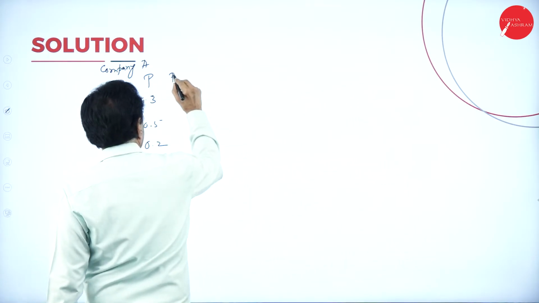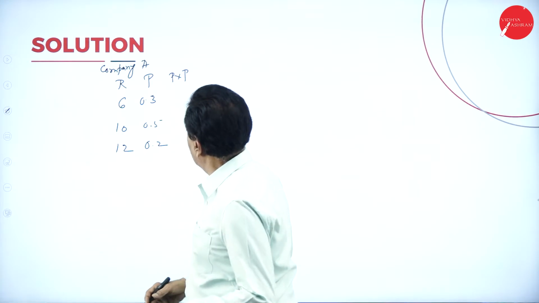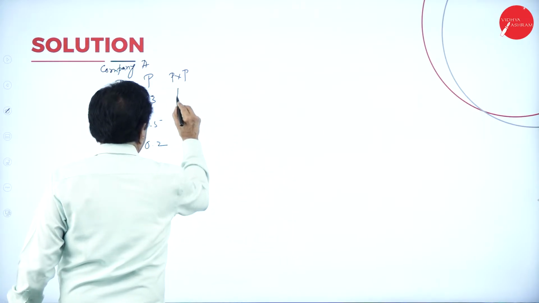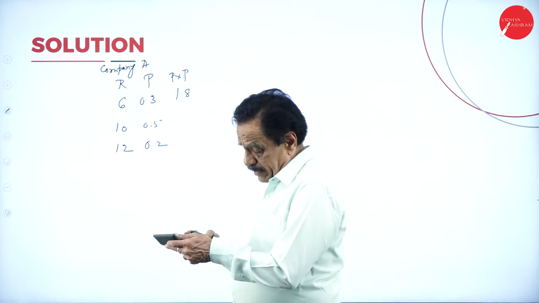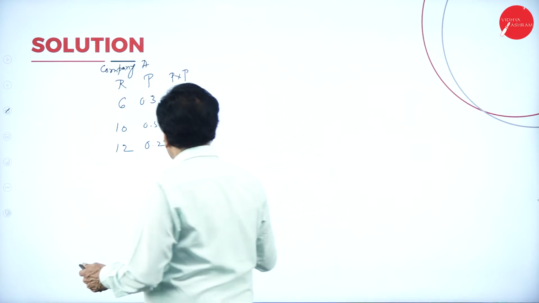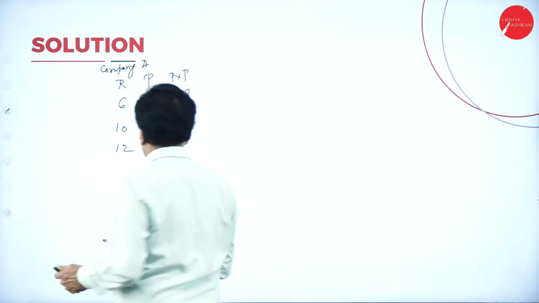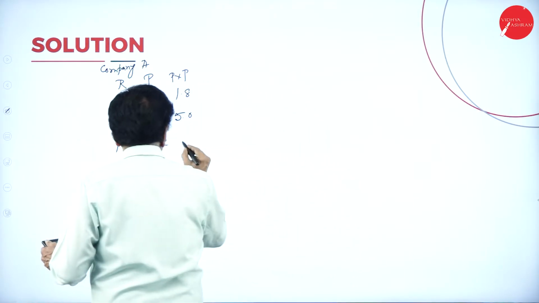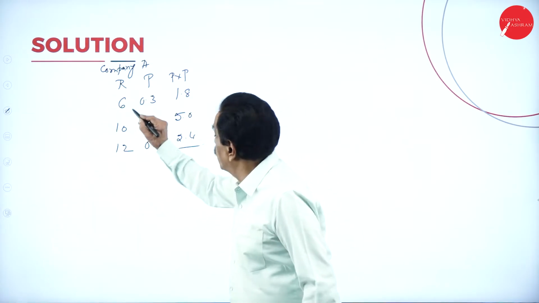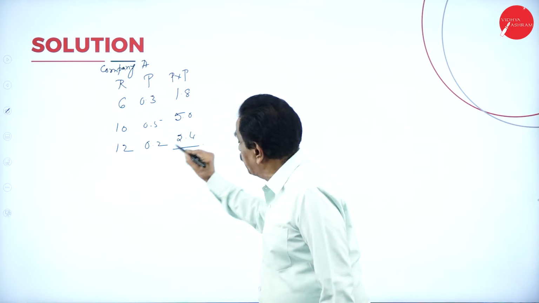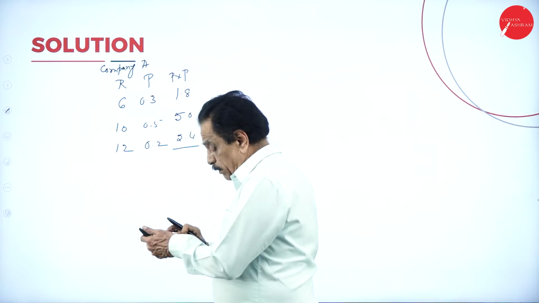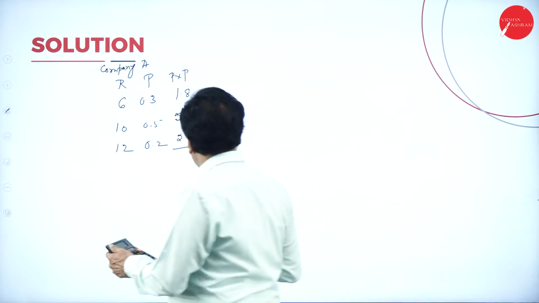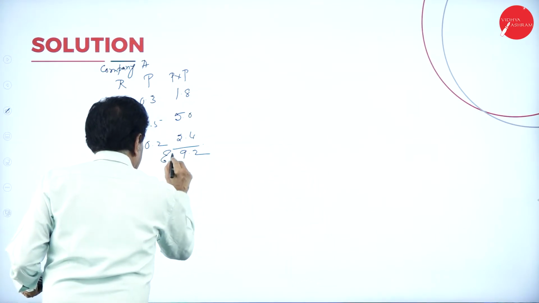Multiply R into P. 6 into 0.3 is 1.8, 10 into 0.5 is 5, 12 into 0.2 is 2.4. 1.8 plus 5 plus 2.4 is 9.2. This is your expected return.